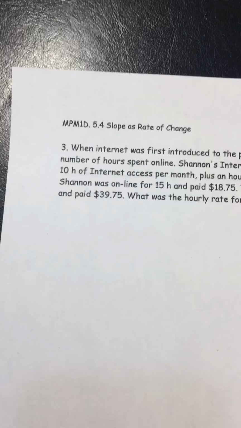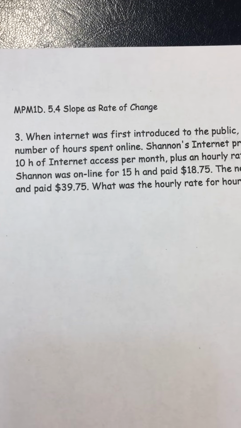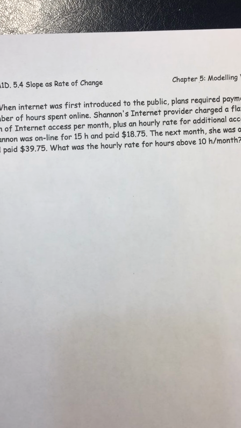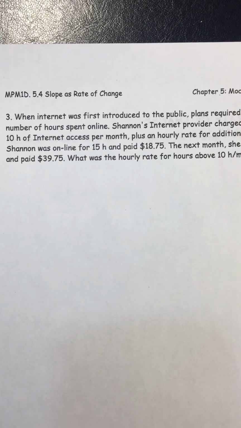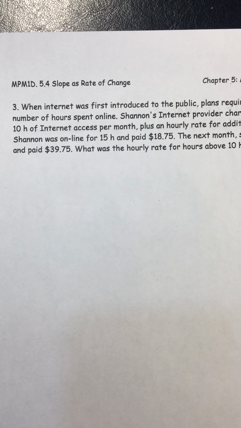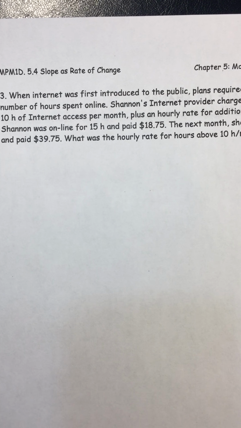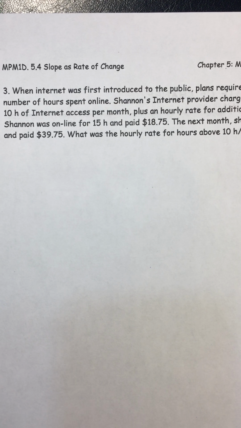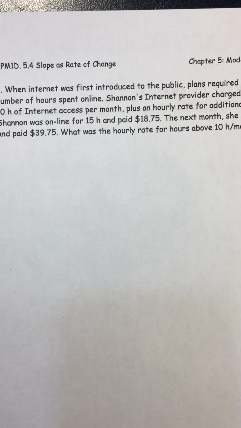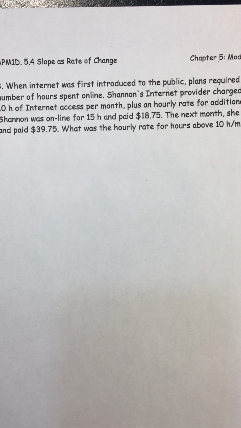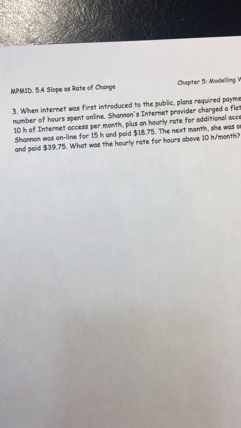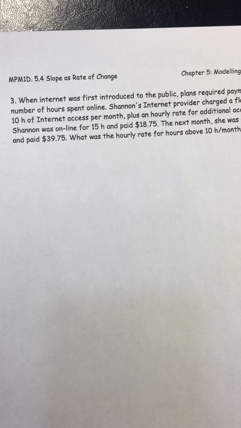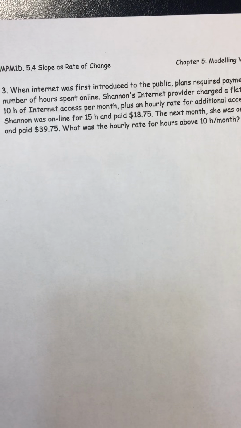Number 3. Okay, this one's really old. When the internet was first introduced to the public, plans required payment based on the number of hours spent online. Shannon's internet provider charged a flat fee for the first 10 hours of internet access per month, plus an hourly rate for additional access. One month, Shannon was online for 15 hours and paid $18.75. The next month, she was online for 27 hours and paid $39.75. What was the hourly rate for hours above 10 hours per month?